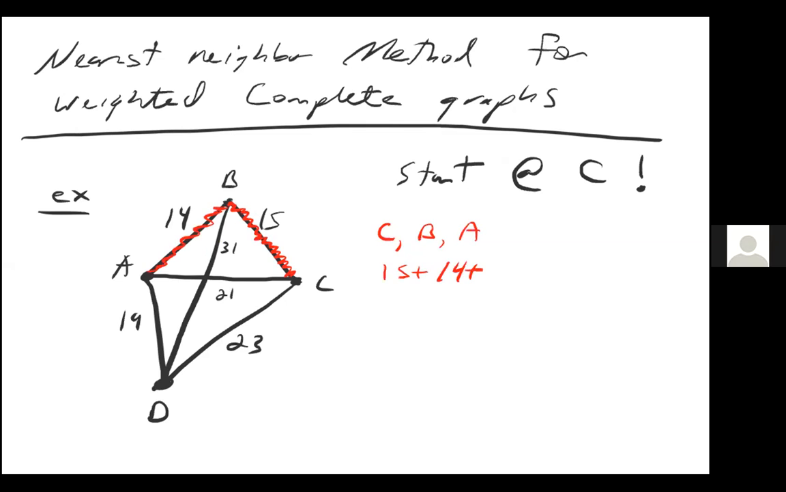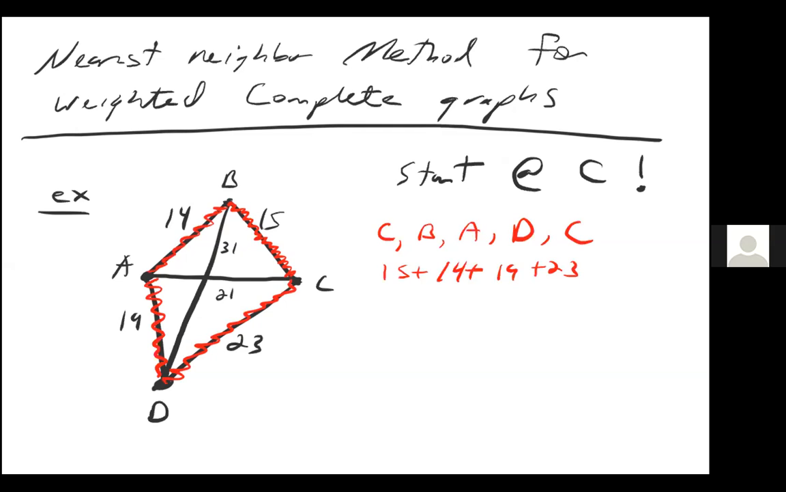So I'm adding up the tally as I go. Now I have a choice to either go 21 or 19. So I pick 19. That gets me to D. And then I have a choice to go 31 or 23. Well, I couldn't go to 31 anyway because I'd go to B, which I've already been to, that city. So I obviously take the 23. Gets me back to C.